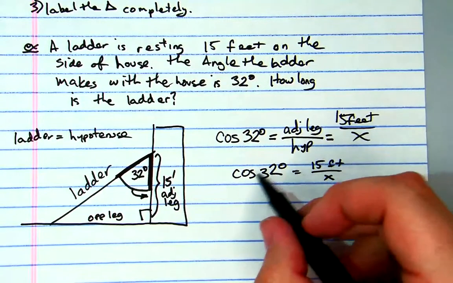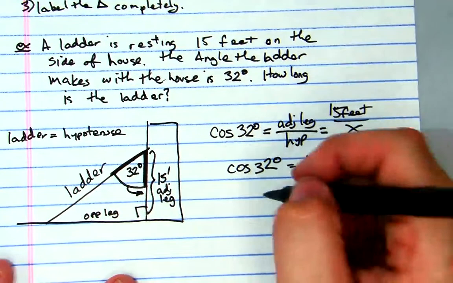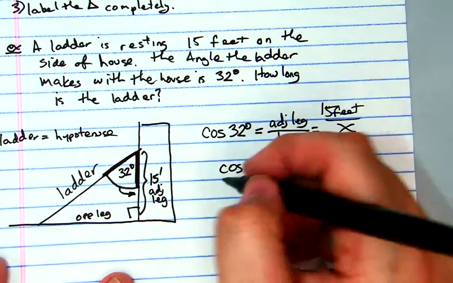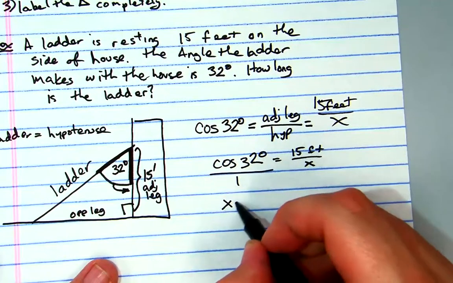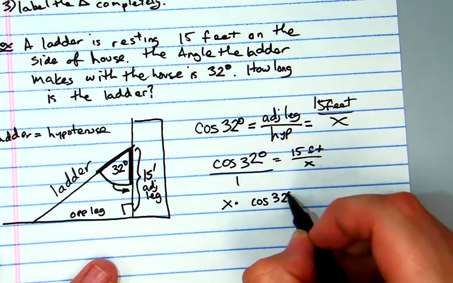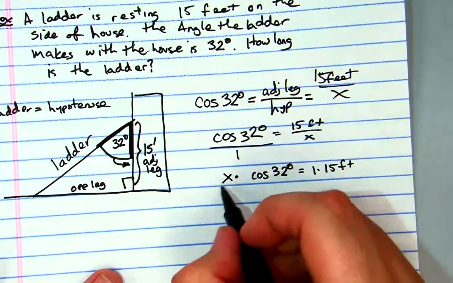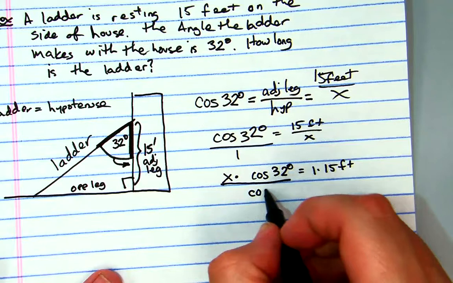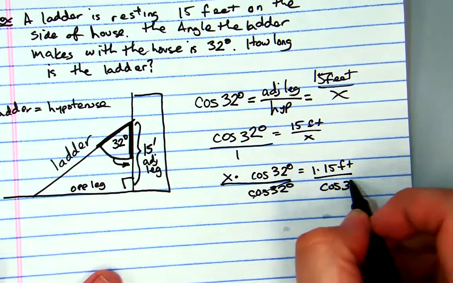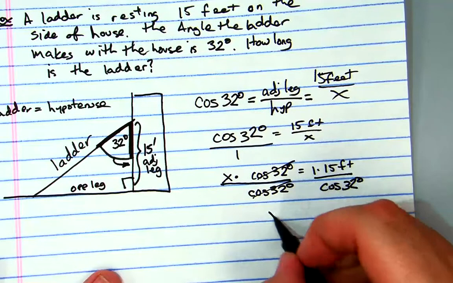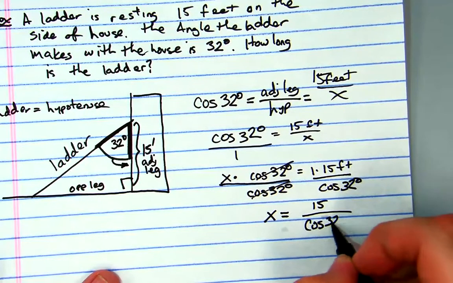Now, I would recommend never actually calculating the cosine until the end of a problem. And this is essentially a proportion problem because you have that over 1. So I could do a cross product. If you do the cross product, you'll get x times the cosine of 32 degrees equal to 1 times 15 feet. And now to solve for x, I have to divide by the cosine of 32 degrees and divide that side by the cosine of 32 degrees. Those divide out, and I'm left with x is equal to 15 divided by the cosine of 32 degrees.